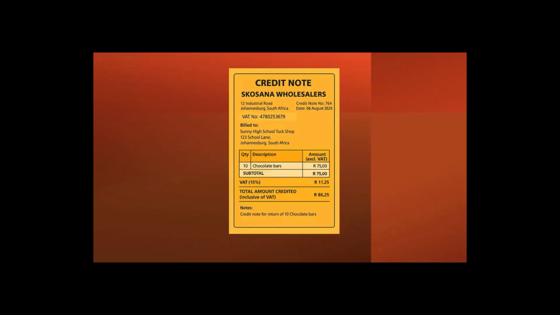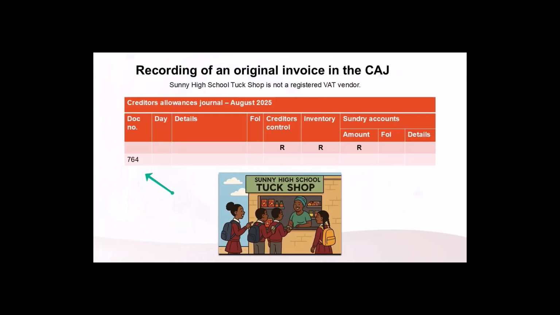Okay, so if we start reading the source document, it says credit note. It was issued by Skozana Wholesalers, which is our supplier. On the left hand side we have their address and their VAT registration number, and then on the right hand side we see credit note number 764, and that's what we need for our first column. So let's go complete it. In our document number we will write down 764.